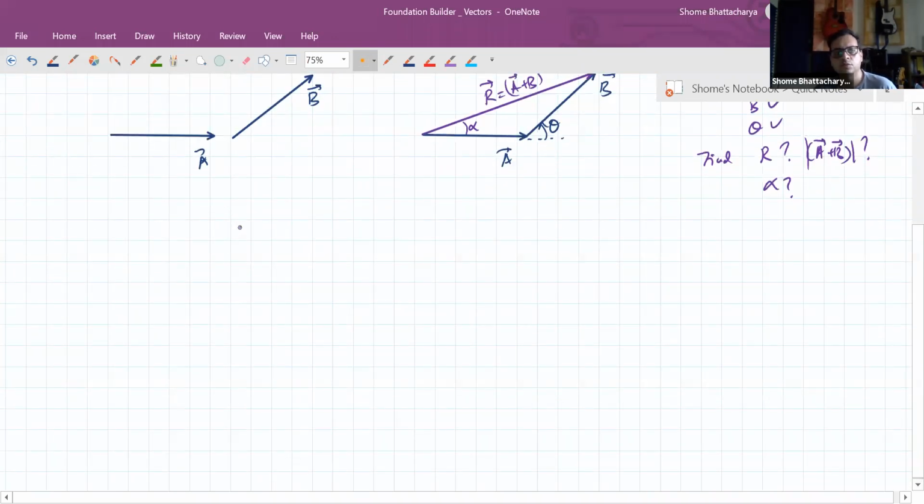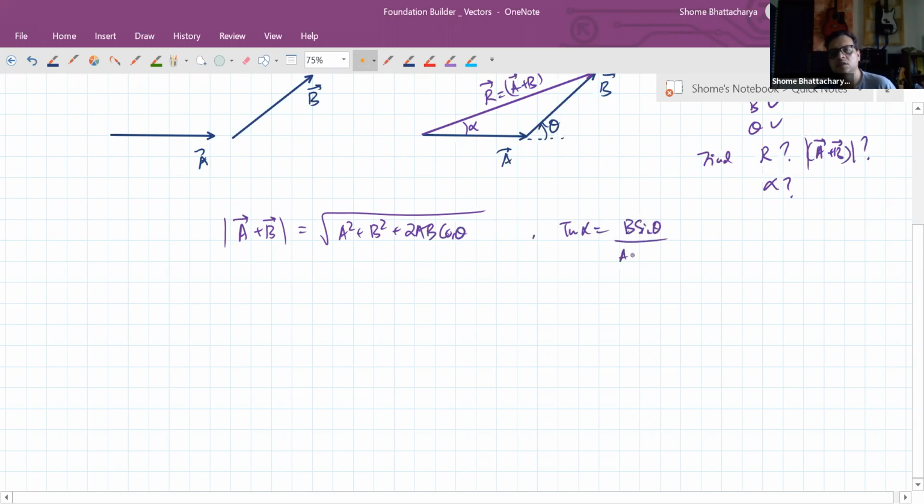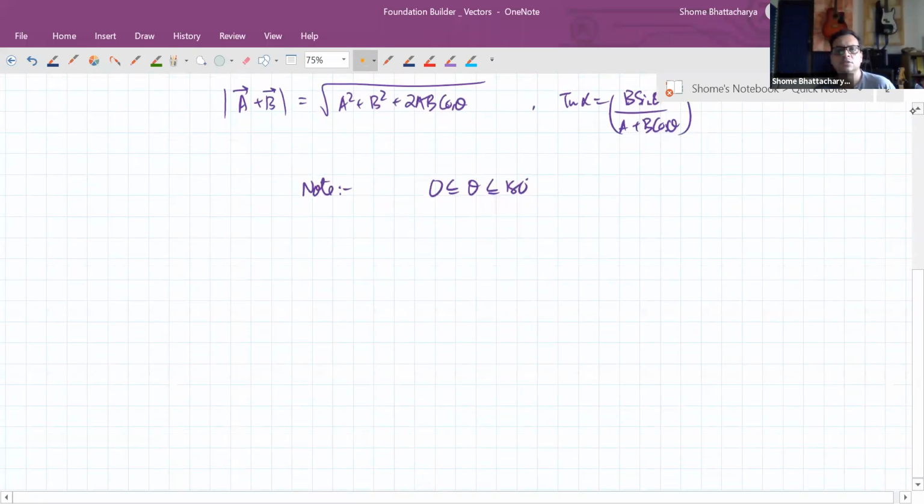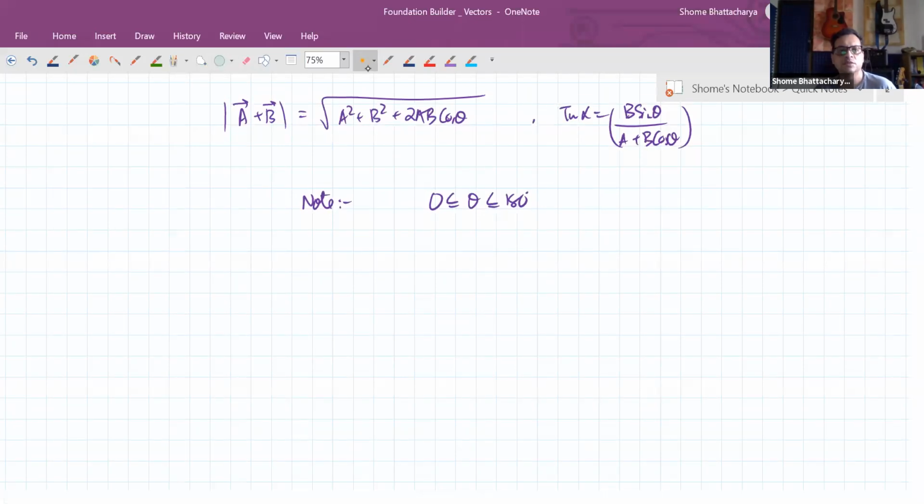In the formula, the magnitude of A plus B is root of a square plus b square plus 2ab cos theta, and tan alpha is b sin theta upon a plus b cos theta. But the important thing here is that the angle between the two vectors can be anything greater than 0, of course, but also up to 180 degrees, because you have all these kinds of situations possible. If you imagine two vectors, what all possible angles can there be between them?